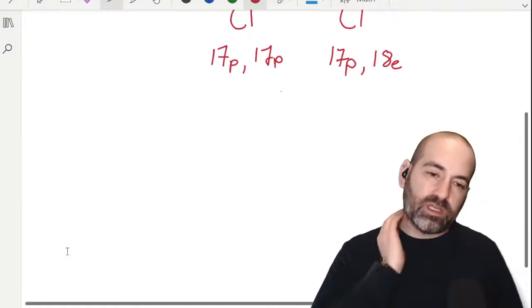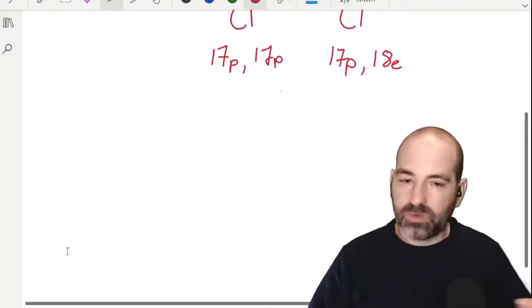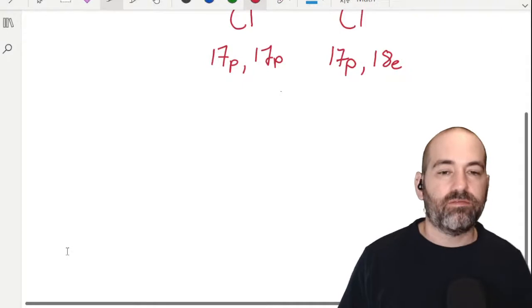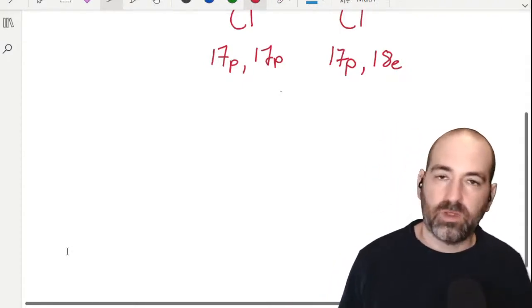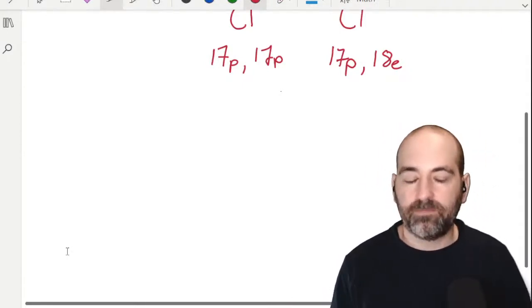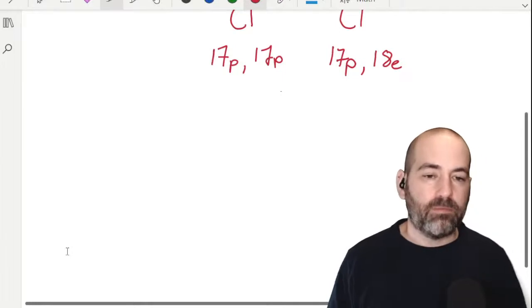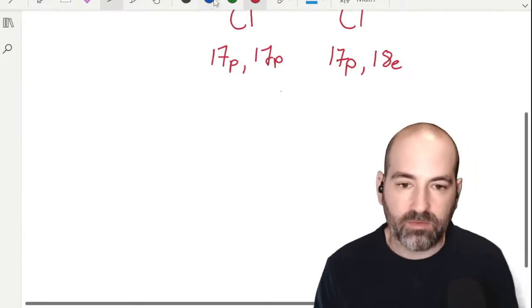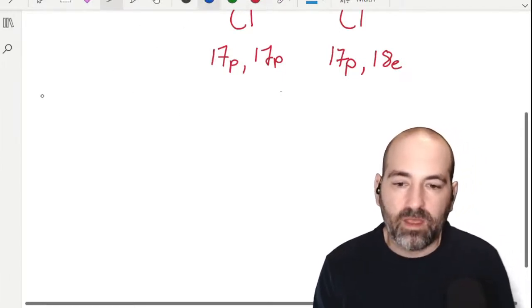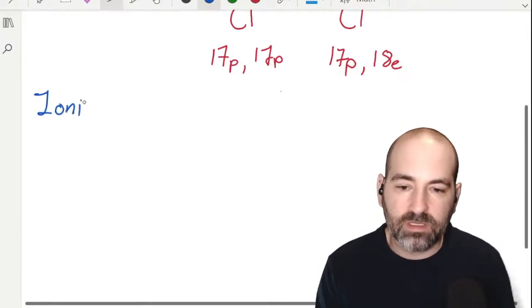So what can we do with these things? Well, of course, we could keep looking at other atoms. We could have +2, +3 ions, -2, -3, stuff like that. But what I'm most interested in today, and what I want you to be able to do today, is what happens when these things come together and make ionic compounds?